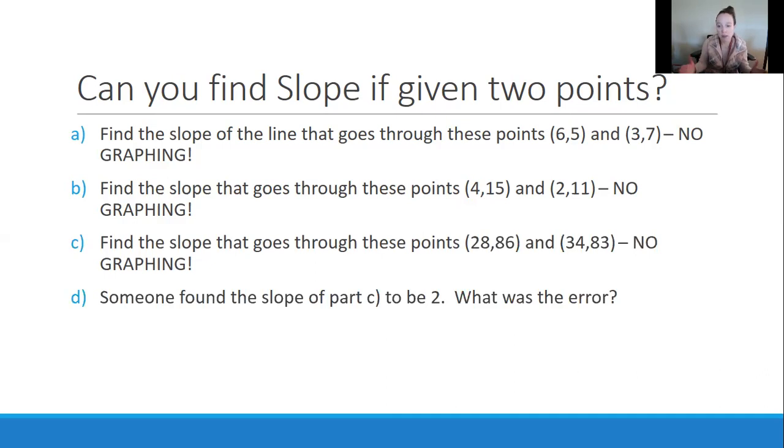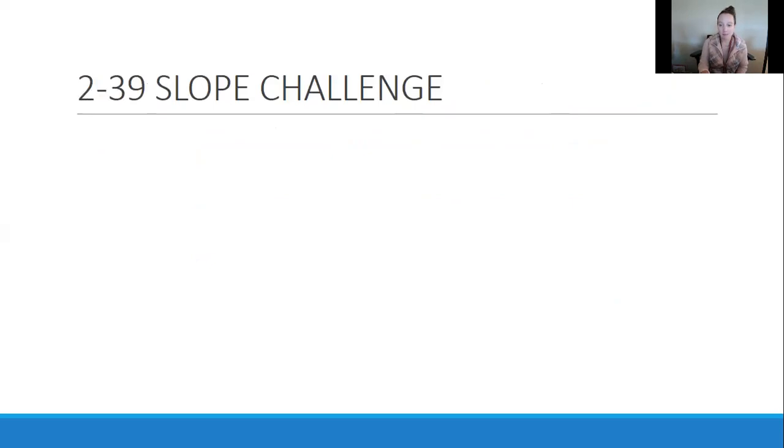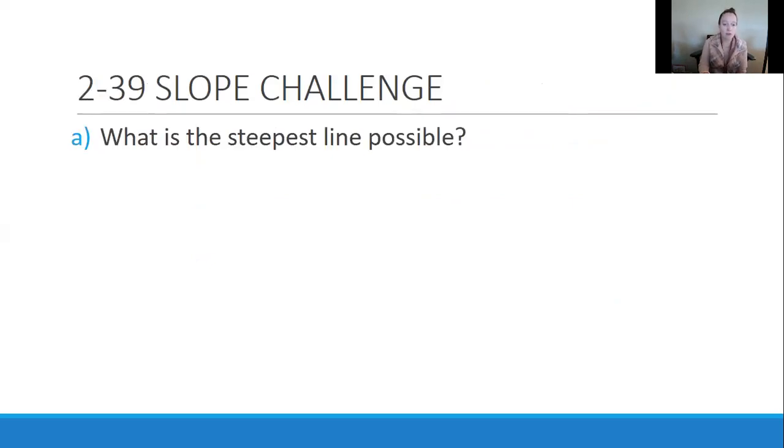So when you're not given a table, create one. Put your 2 points in a table and see if you can find the slope, and then tell me what the error is. And finally, see if you can answer the slope challenge. What is the steepest line possible? And then what is the slope for the steepest line possible?